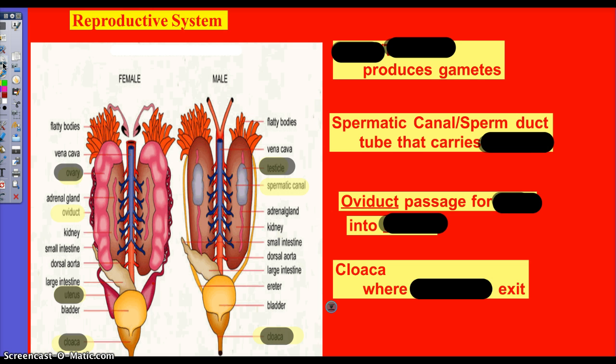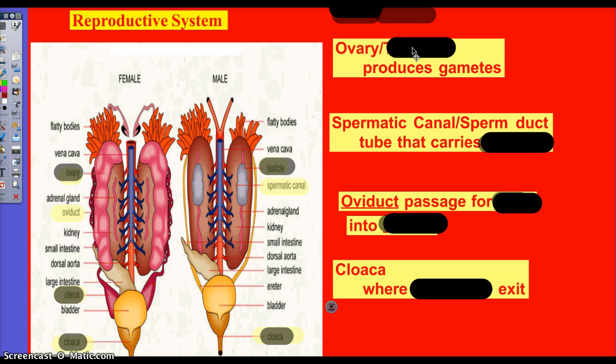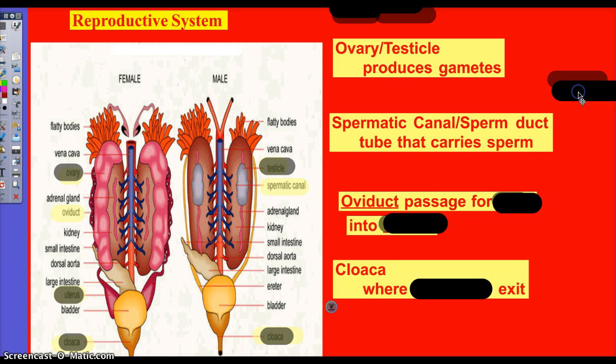Now the last system is reproductive. What produces gametes in a male? And in a female? Eggs, okay, so the ovaries produce the gametes. In a female, they produce eggs. And what produces sperm? Testes, good, or the testicle. And then you've got a spermatic canal, the sperm duct, a tube that carries the sperm, okay? So that's in a male, and they're showing you a picture of both.